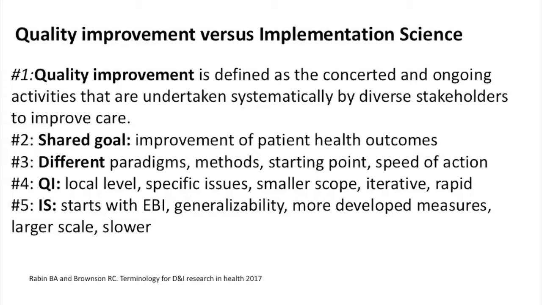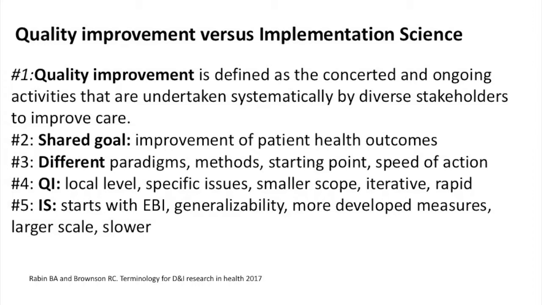Quality improvement and implementation science are sharing common goals around improving patient health outcomes, especially in the health services research arena. There are some differences in terms of the paradigms that they initially use, the methods, often the starting point, and the speed of action. Quality improvement is often happening from a local level, identifying a very specific issue to that setting and trying to solve that. Often it's smaller in scope, although it's not always true, especially in the VA. There are nationwide quality improvement initiatives.